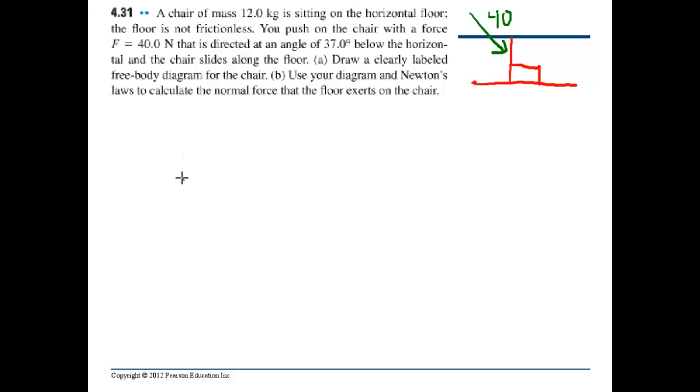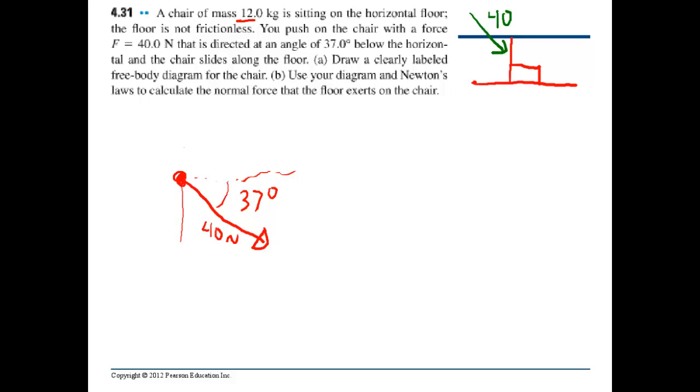So I'm going to do that right down here. This point here is going to represent my chair, and a free body diagram is going to represent all of the forces that are acting on a body, in this case the chair. So the first thing that we can put on this chair is going to be my force of 40 newtons acting at an angle of 37 degrees.